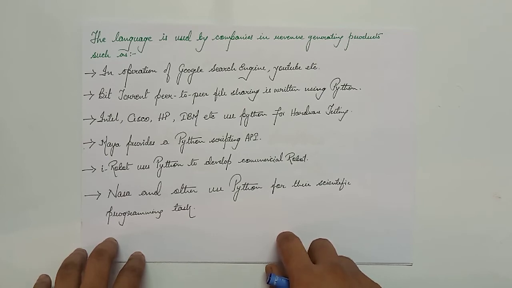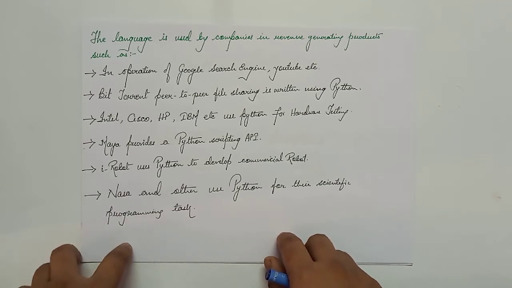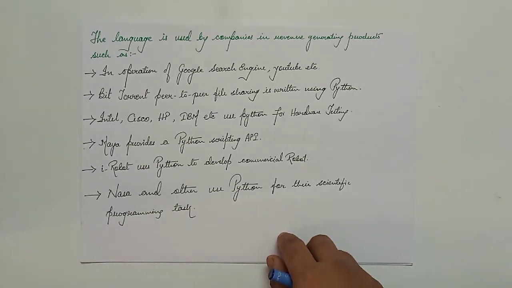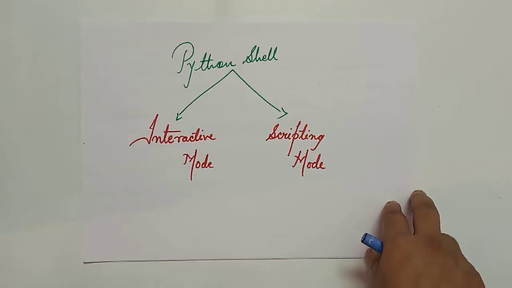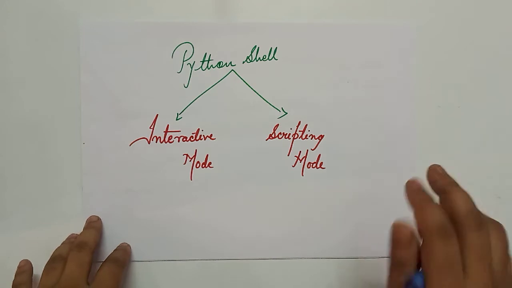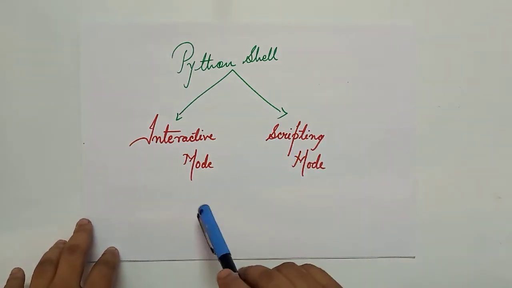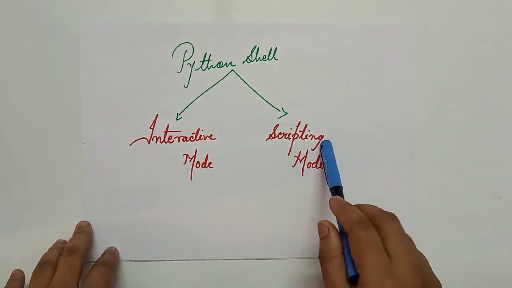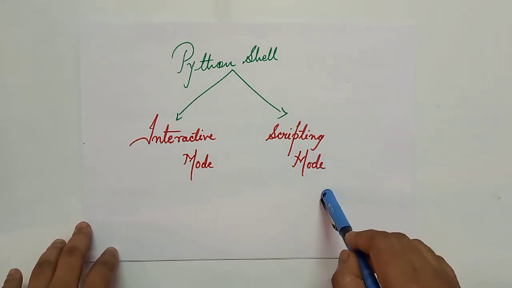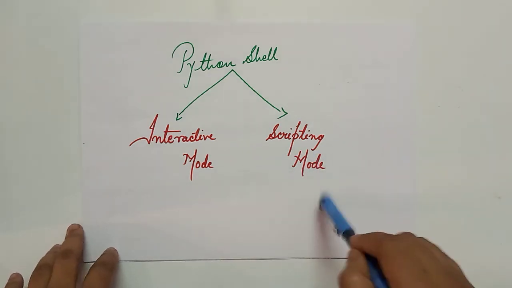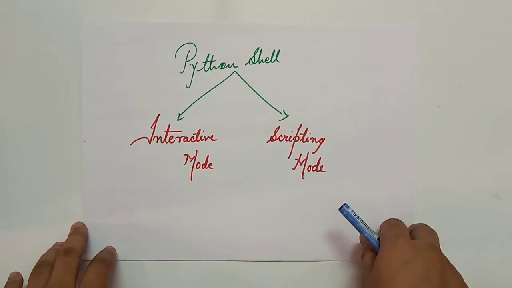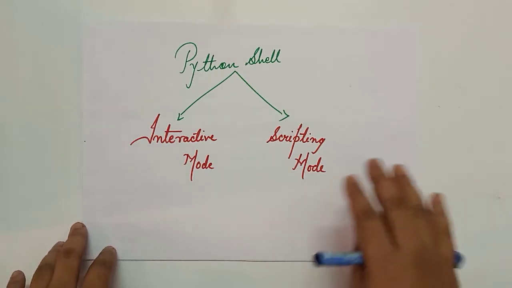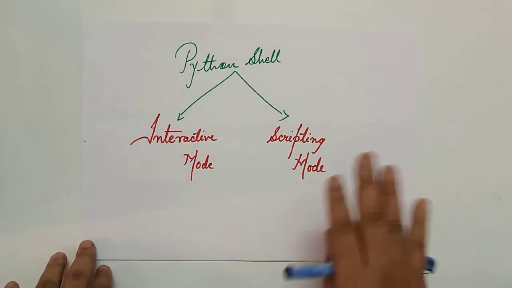Now let us see the different types of modes in which we can write programs. The Python shell can be used in two different ways. One is the interactive mode and another is the scripting mode. I shall take you to the screen of my desktop so that you can see how we can interact with this. So let's see the screen.